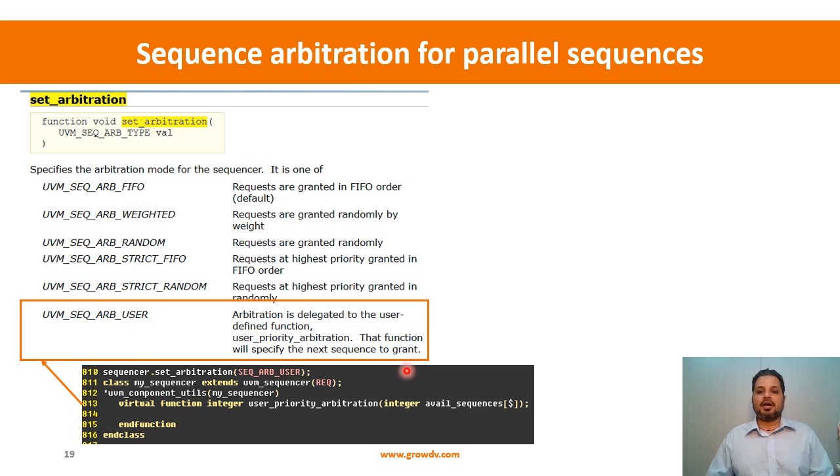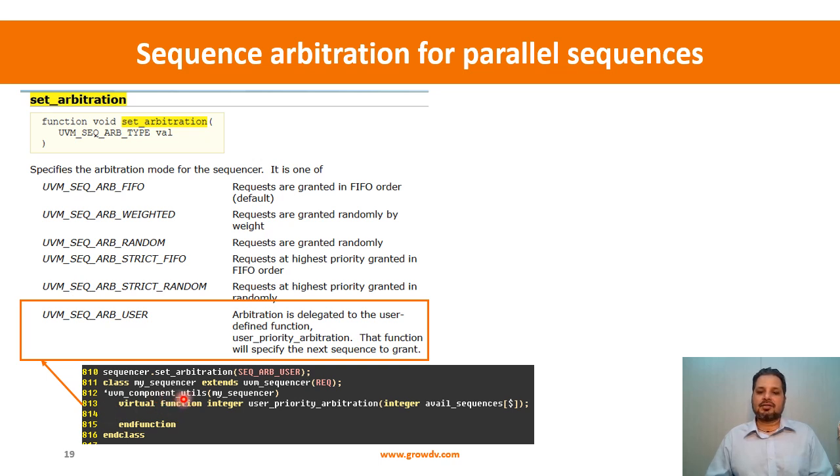That function will specify which is the next sequence to be granted. This we have already looked at: you can either use the sequencer handle and call set arbitration, or within the sequence you can use m sequencer and set the arbitration. For this one, you set it to user arb, and once you do this, the next step is this.